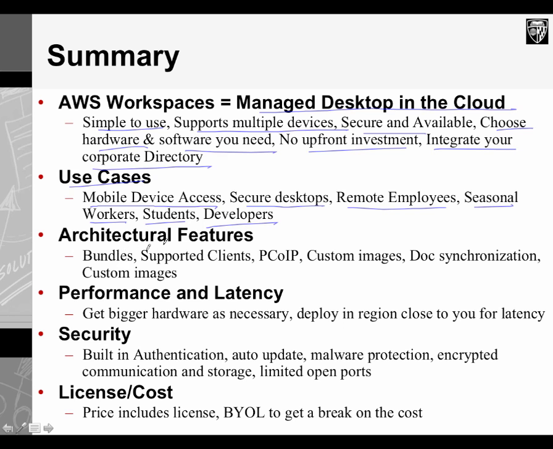In terms of architectural features, there are predefined bundles. There are different kinds of supported clients, including zero clients. PCoIP, which is PC over IP, is the protocol that gets used. Custom images can be created. You can also synchronize the data in the cloud workspace into S3. In terms of performance and latency, you can get bigger hardware for better performance, and you may want to deploy in a region that's close to you for getting low latency.